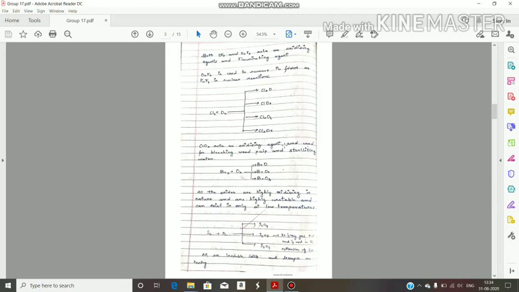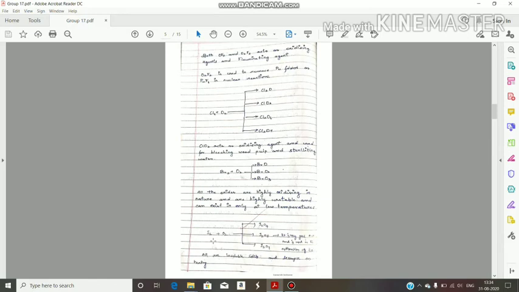ClO2 acts as an oxidizing agent. That means it readily liberates oxygens when it reacts with other substances, and it is used for bleaching wood pulp and sterilizing water. Next, when bromine reacts with oxygen, it can form three types of oxides. They are BrO, BrO2, BrO3. All these oxides are highly oxidizing in nature and highly unstable because of more reactivity, and they can exist only at a low temperature.